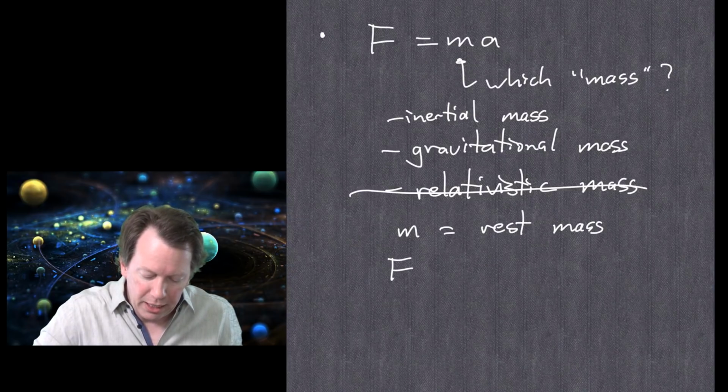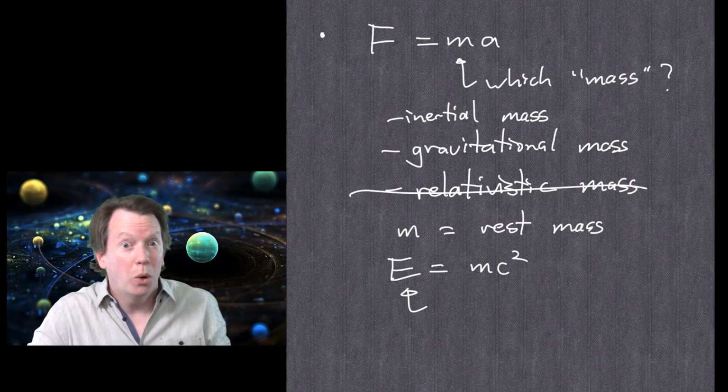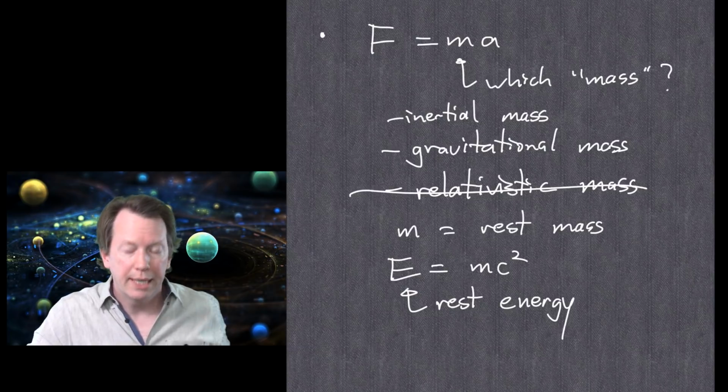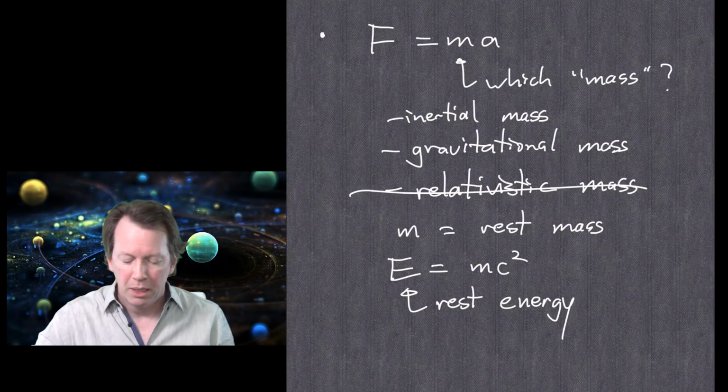And when you write E equals mc squared, what you're defining is not the total energy of the system, you're defining the rest energy. You're defining the energy that it would have if it were at rest, if it were not moving. That's what E equals mc squared is telling you.